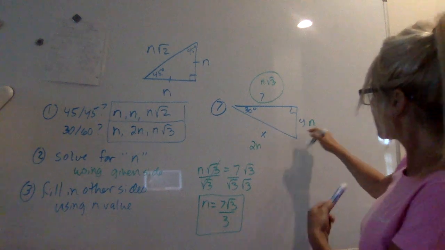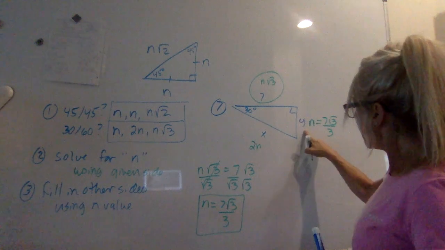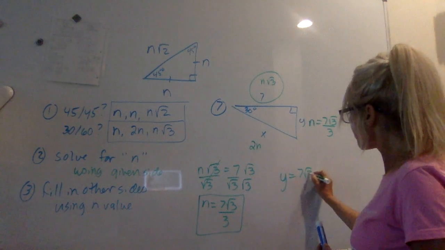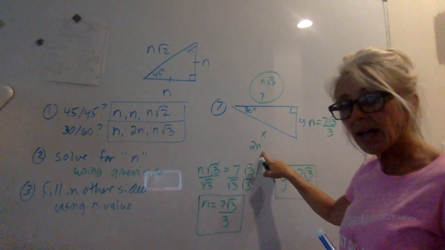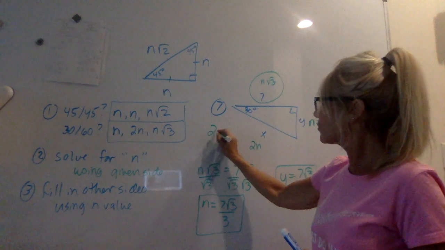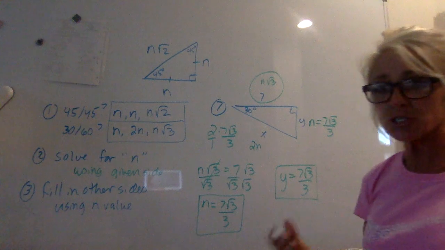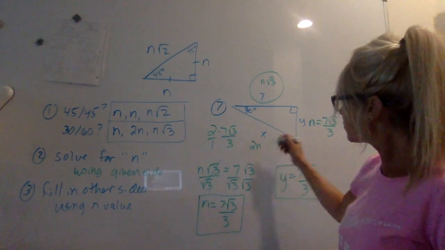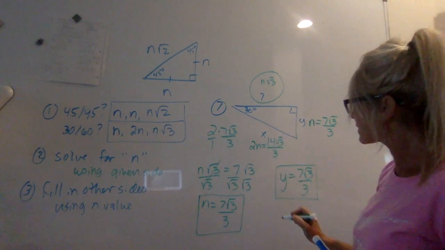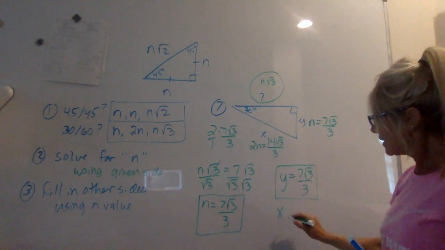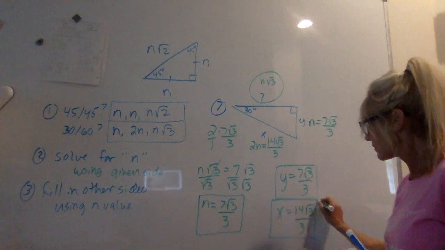So I go back up here and say, hey, this n side is 7 root 3 over 3, and so that's my y value. And then this one is going to be 2 times my n value, so I have to think, what is 2 times 7 root 3 over 3? Keeping in mind that 2 is like a 2 over 1, so these two would become a 14 root 3 over 3 for the 2n side, meaning my x value is that 14 root 3 over 3. There we go.